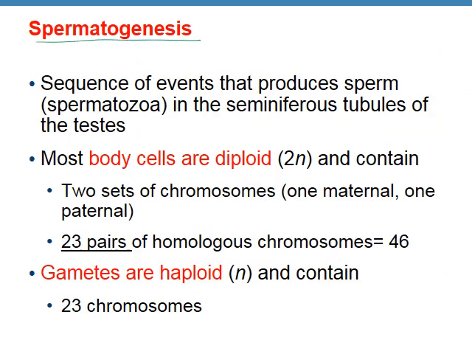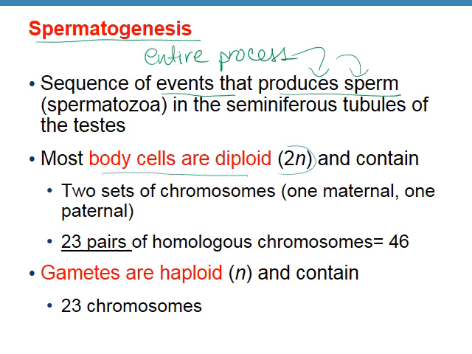Okay, spermatogenesis. This is the sequence of events that produce sperm. So this is the entire process. We're going to see some subparts of this process. There's a lot of sperm words in this chapter, so make sure that you know the real definitions and exactly what each word is talking about. So this is the entire process that it takes to produce sperm.